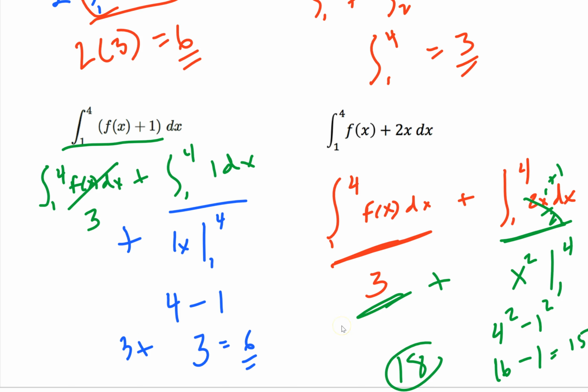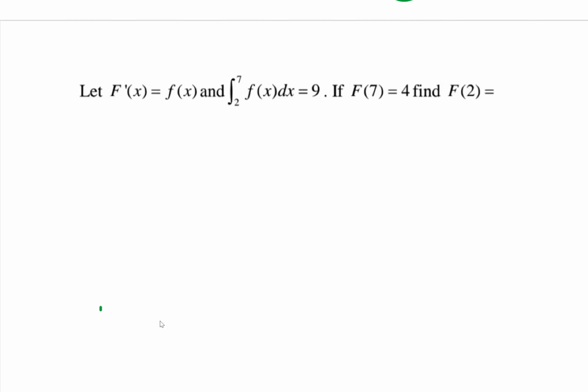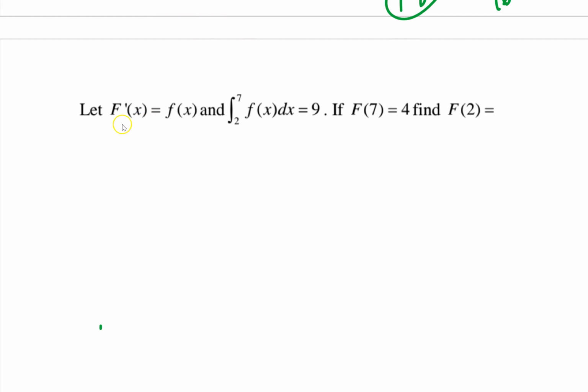All right, so all we're doing is using the properties. You can separate them. Using the properties, you can integrate them. All that stuff. Let's do one final one to make sure we have this. So let's look at this one. Let f prime of x equals f of x, and the integral from 2 to 7 of f of x dx equals 9. If capital F of 7 equals 4, find capital F of 2.